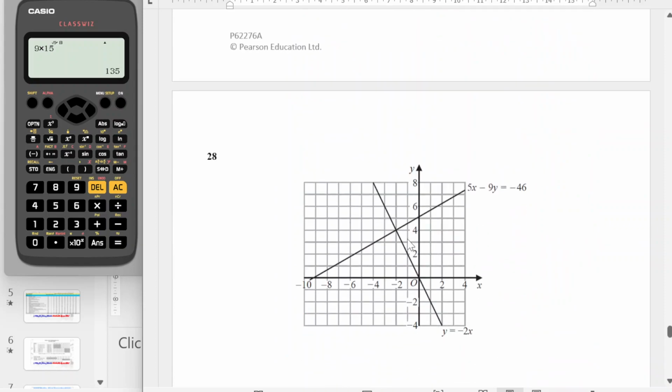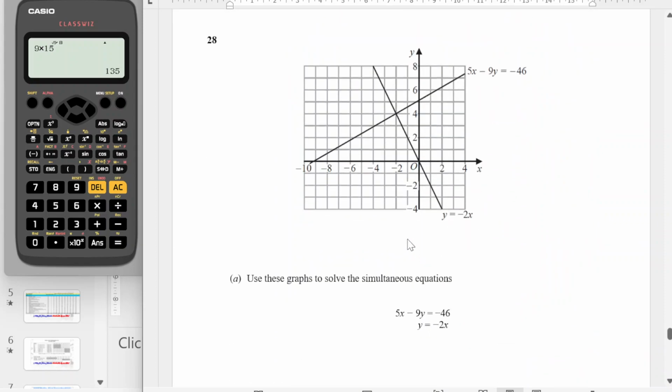Okay, question 28 then. Use the graphs to solve the simultaneous equations. I think this is quite a nice question. So just double check that graph is the same as that graph. It does match. That one does match that one.